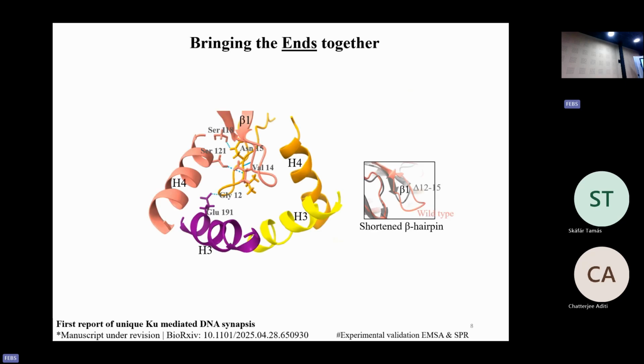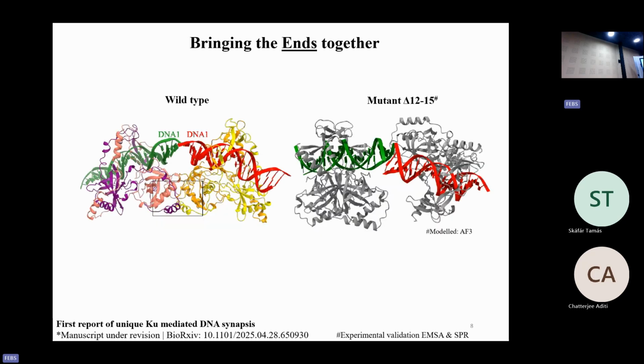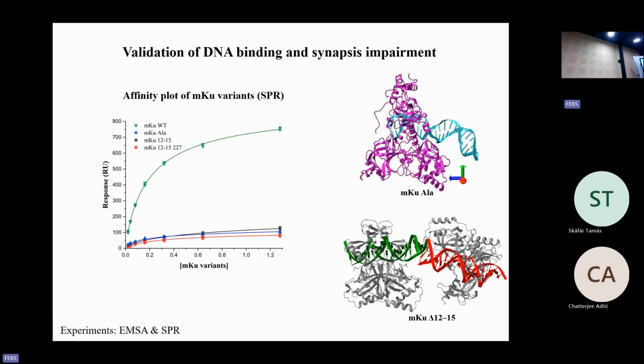When we looked at the synaptic interface, we saw there is only one beta hairpin that is mediating this interaction, specifically residues 12 to 15. So we asked this question, or you might also imagine what would happen if we delete these 4 residues. We did so, and using AlphaFold, we modeled this complex, and it shows destabilization of this synaptic complex as well as flipping of the adjacent protein. We also did experimental validations, which I'll be showing in my next slide.